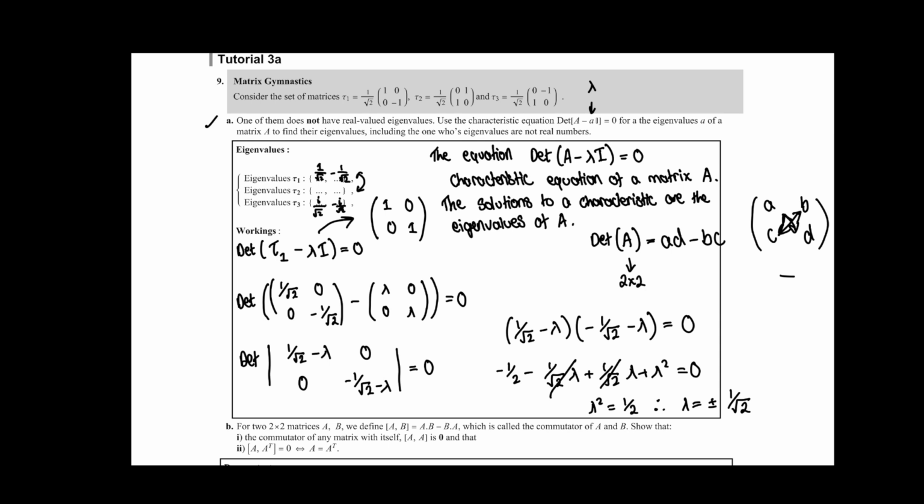And that's A done. Moving on to part B. For two 2 by 2 matrices A and B, we define the commutator of A and B as equal to A multiplied by B minus B multiplied by A. So this is called the commutator of A, B. Show that the commutator of any matrix with itself, A comma A, is 0, and that A comma the transpose of A is equal to 0 if and only if A is equal to the transpose of A.